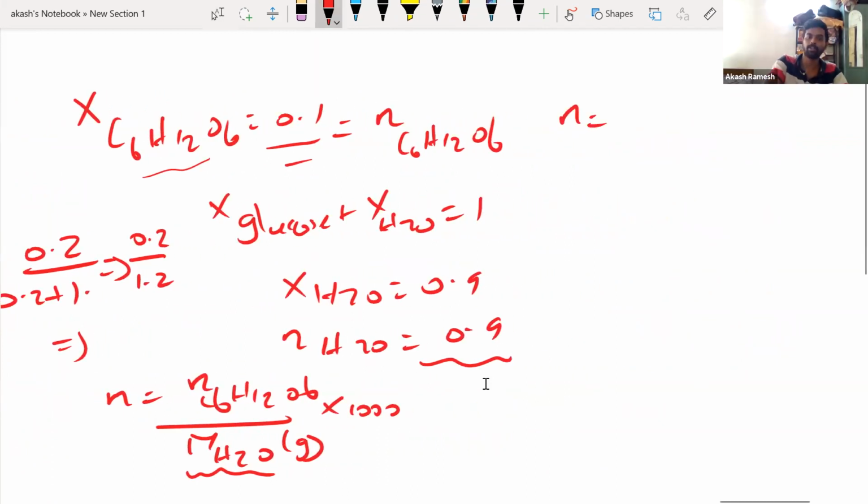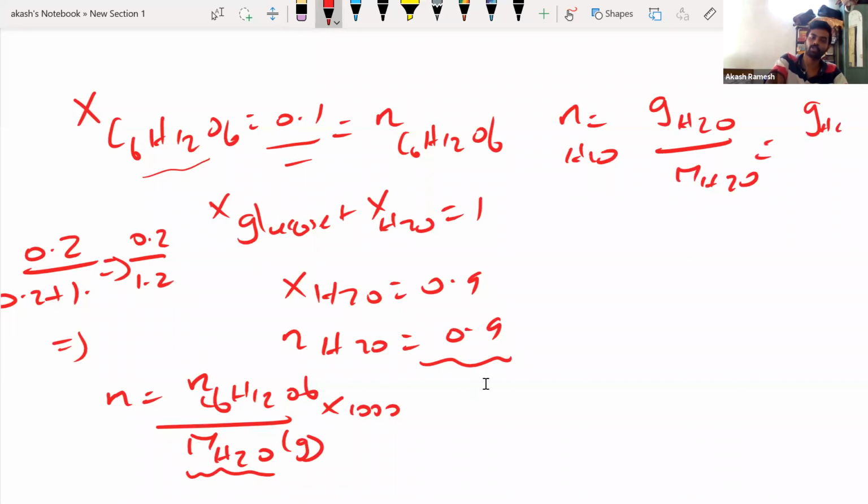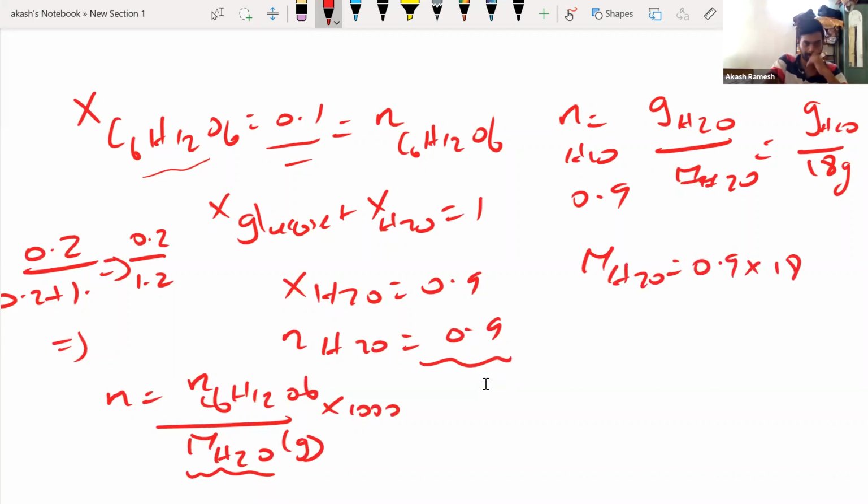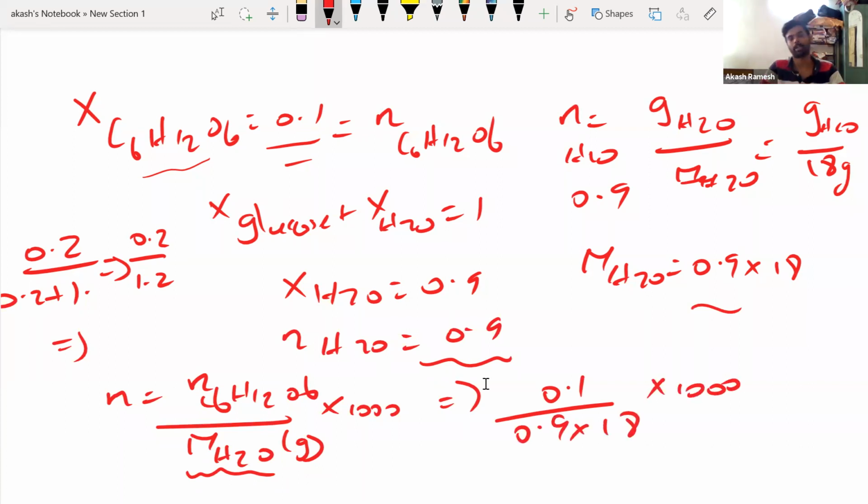So I know the number of moles of H2O is given mass of H2O divided by the molecular mass of H2O, which is 18 grams. The number of moles of H2O I know is 0.9. So the given mass of H2O would be 0.9 into 18. Now if I substitute all this in the equation, the number of moles of glucose is 0.1, and the mass of H2O we just calculated is 0.9 into 18, into 1,000. This would have been the answer for your question.